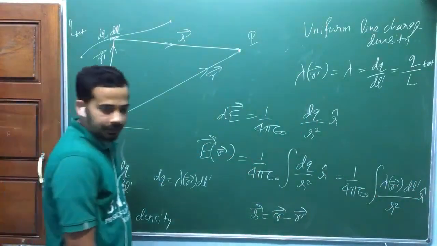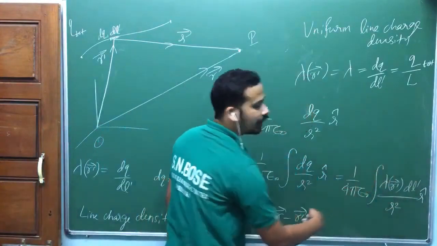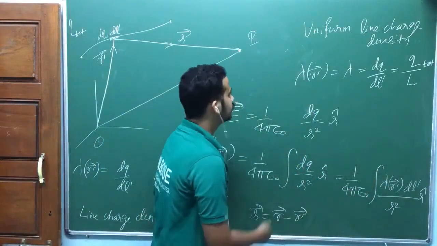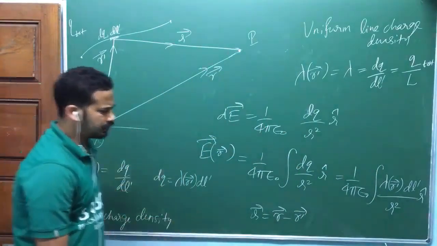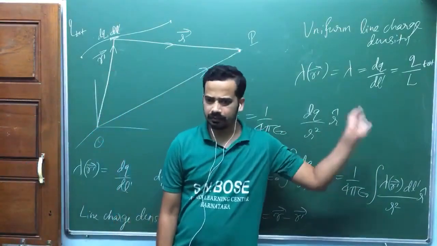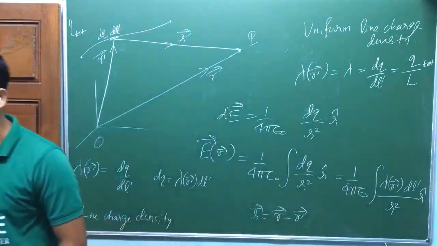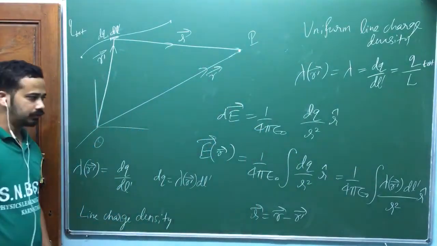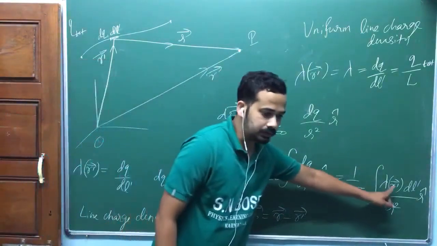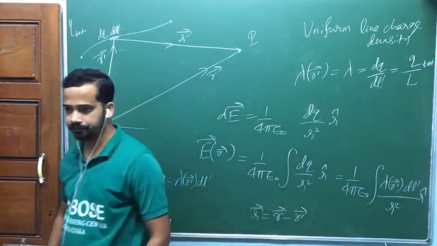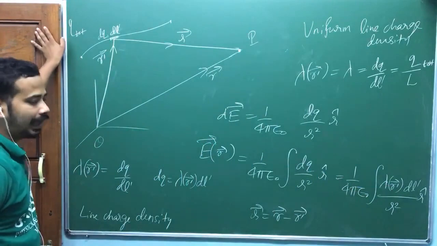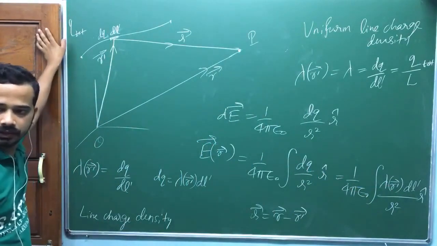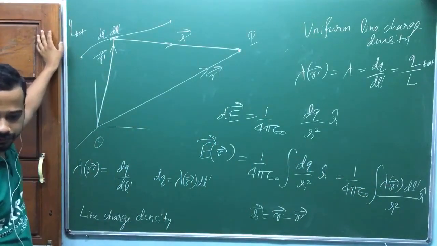If lambda is constant, you can take that lambda outside. If lambda is constant in case of uniform charge distribution, okay? Most of the time, questions are designed with a uniform charge distribution. But they can design a question with a variable charge density, isn't it? This is in case of line charge distribution. Is that okay?